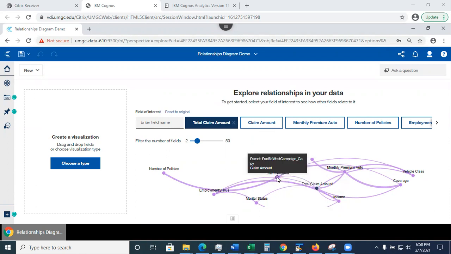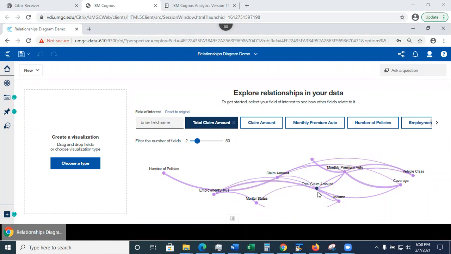Other circles represent other columns, right? And if you see the connecting line, it means that there is a relationship among the columns, right? Like for example, I see the connecting line between total claim amount and marital status. And if I hover over the connecting line, I'm gonna see the relationship strengths. For example, the relationship strengths between marital status and total claim amount is 18%. The thicker is the line, the stronger is the relationship.